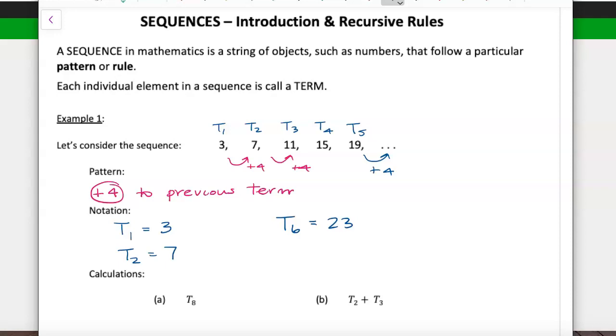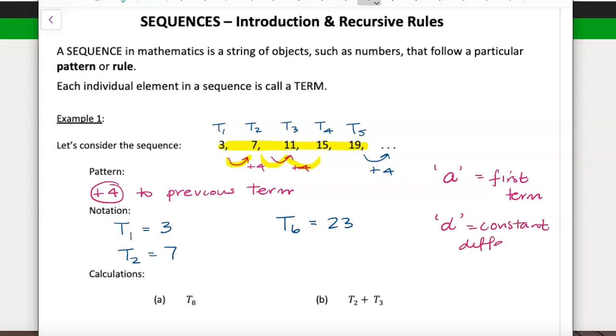Taking this a little bit further, we can notice that we've got a particular type of sequence happening here because we are simply adding the same value each time. So we call this an arithmetic progression. We often call A the first term instead of writing T subscript 1. And if we've got a constant difference, we use the letter D. We'll see some more of that shortly.